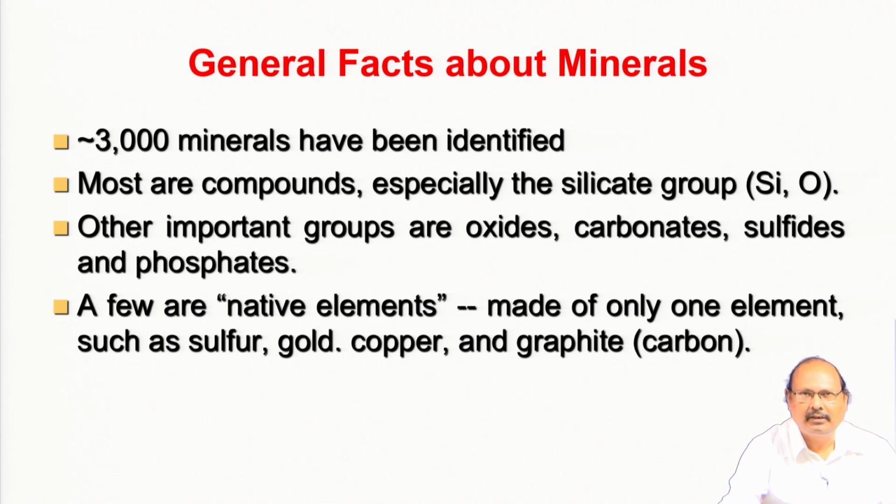There are around 3000 minerals that have been identified. Most are compounds, specifically silicate groups of minerals, composed of silicon and oxygen. So, SiO4 groupings or SiO4 tetrahedra are shared among each other to form different varieties of silicate structures. Other important groups are oxides like the spinel group of minerals, carbonates like calcite, sulfides like pyrite and phosphates like apatite. A few are native elements made of only one element, such as sulfur, gold, copper and graphite.